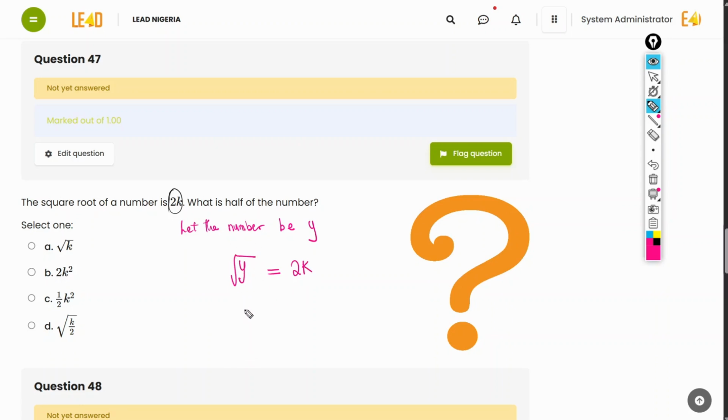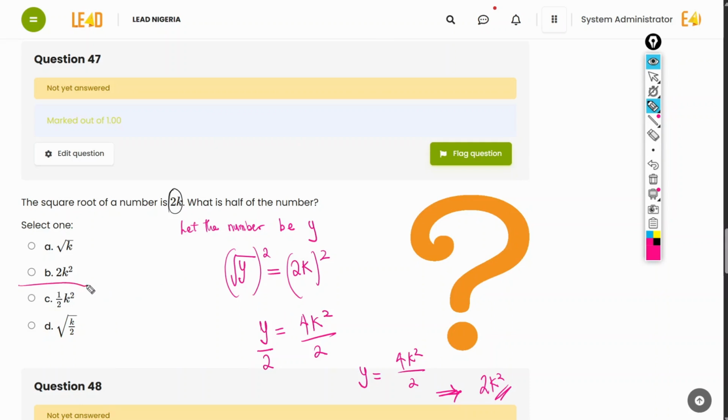I can square both sides, right? So if I square both sides, I would have y is equal to 2k all squared to give me 4k squared, right? So I need half of y, so that means I need to divide y by 2. So half of y would be y over 2, which means I'll divide both sides by 2, right? So y would be equal to 4k squared over 2, which can better be written as what? 2k squared.